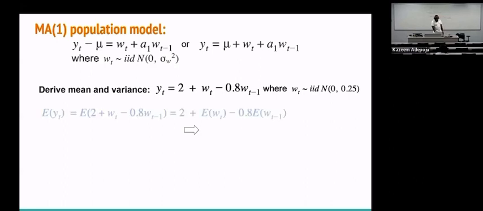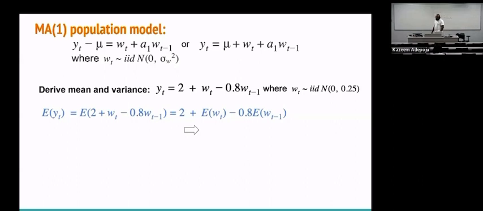Now, take a look at that. I'm going to introduce expectation to both sides: the expectation of 2 plus WT minus 0.8 WT minus 1. The expectation of 2 is going to be 2, because 2 is a constant. Then I'm going to have the expected value of WT and the expected value of WT minus 1.